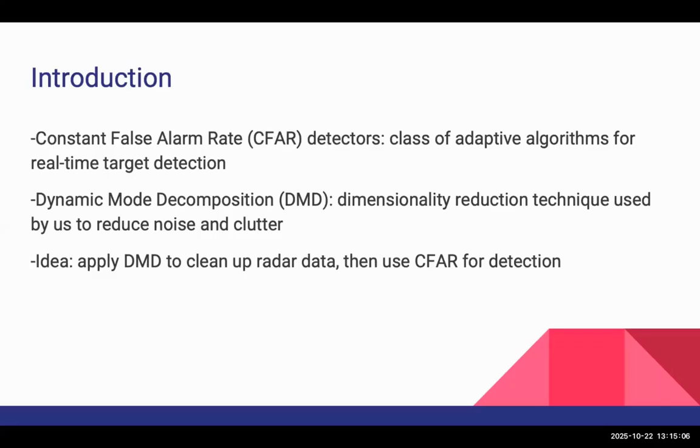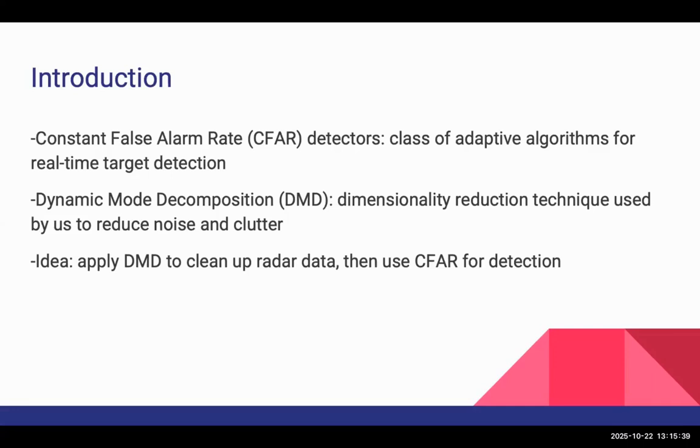So the idea of this work is that we want to improve a state-of-the-art method for detecting moving targets in real time. Constant false alarm rate detectors are the standard class of detectors used for this problem. I'm going to explain how those work shortly. But basically, whenever you're working in real-time target detection, you see CFAR algorithms come up. And we're using a pre-processing step, which involves a method called dynamic mode decomposition.